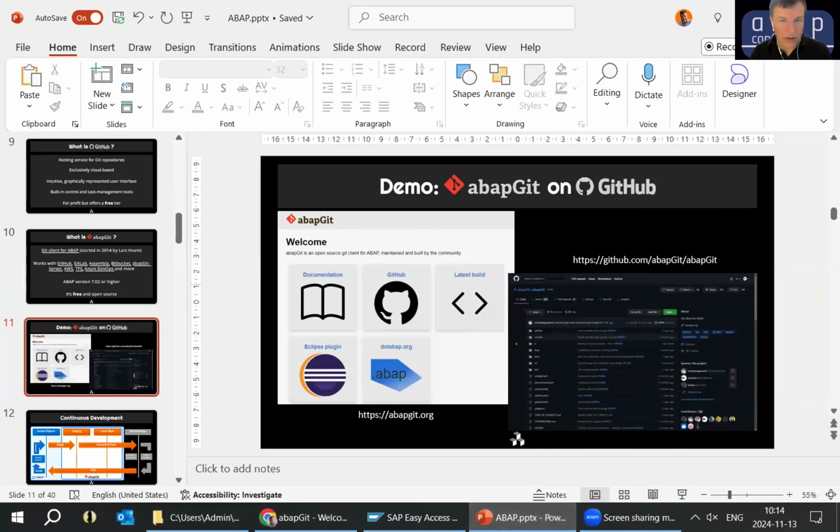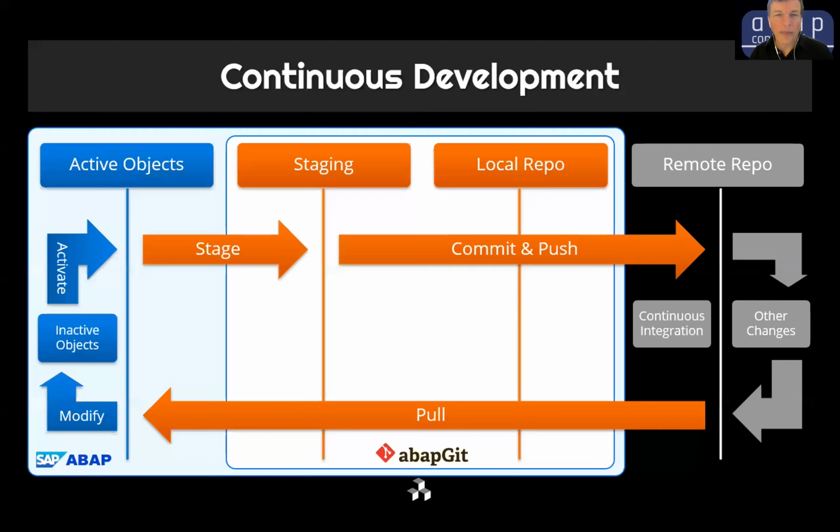Here we go. Now, how does Git and ABAPGit work? When you install it first, you get in your SAP system this ABAPGit program, and starting the ABAPGit program, you can then have an option to connect to a remote repository. That's what you see here pretty much on the right side.